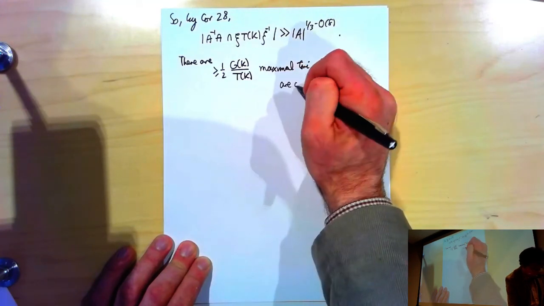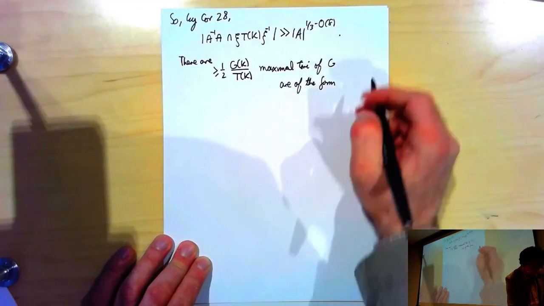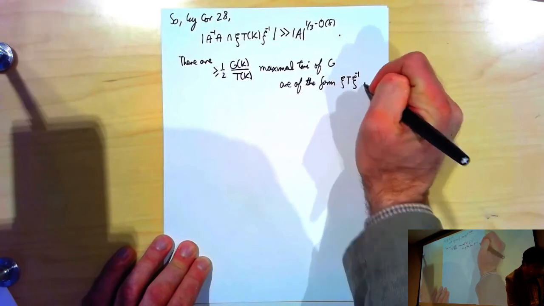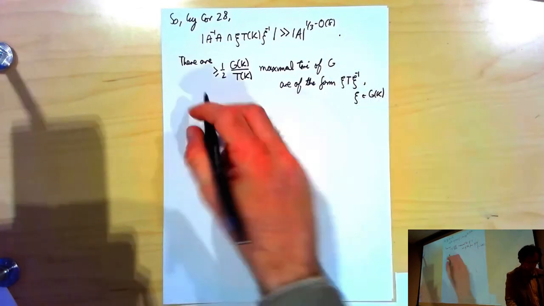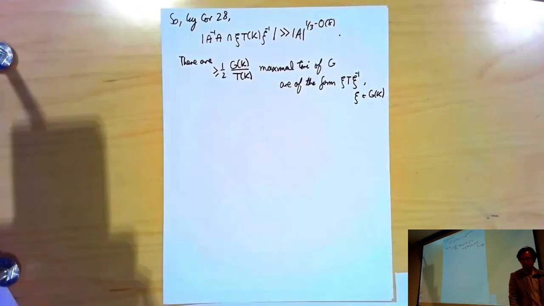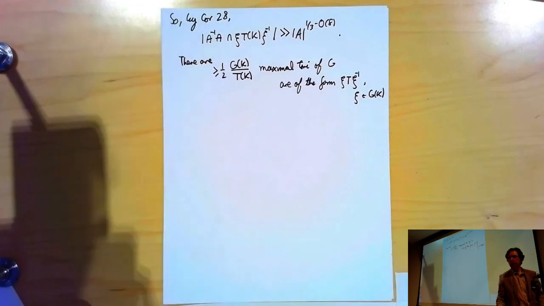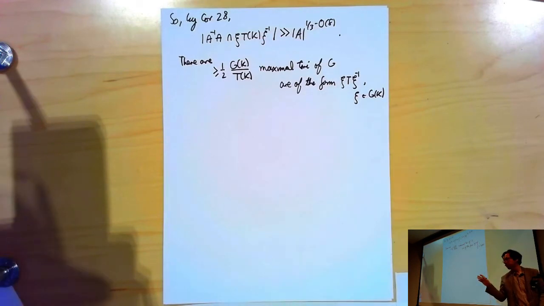Conjugates are of the form ξ T ξ inverse, because two conjugates are the same only if their quotient is plus minus identity. So you have lots of maximal tori, lots of elements of A inverse A in each maximal torus, and an element that is not plus minus identity can lie in at most one maximal torus. Does anybody disagree?